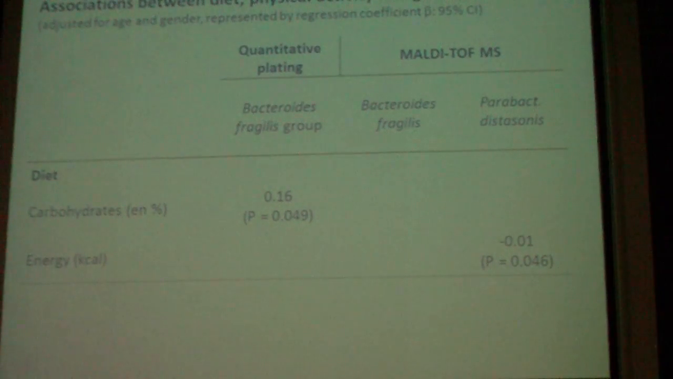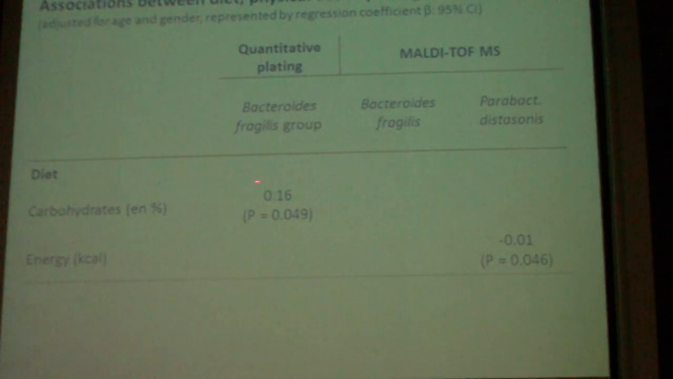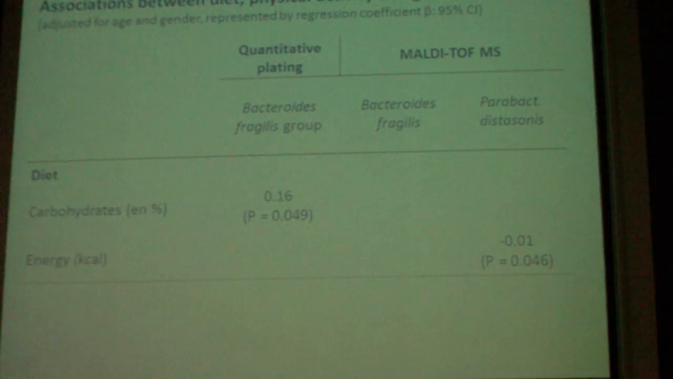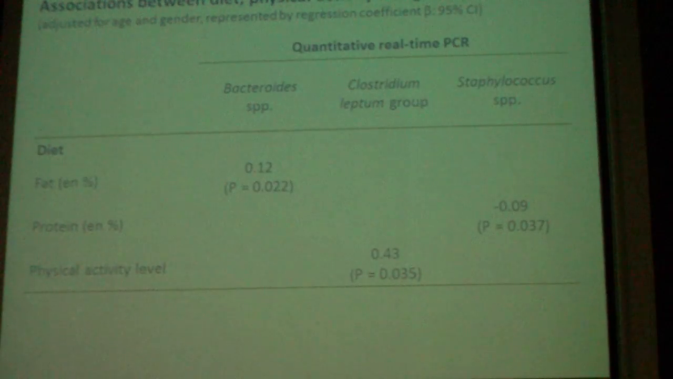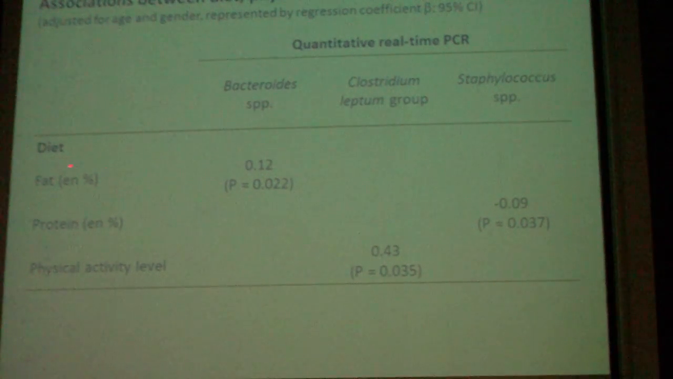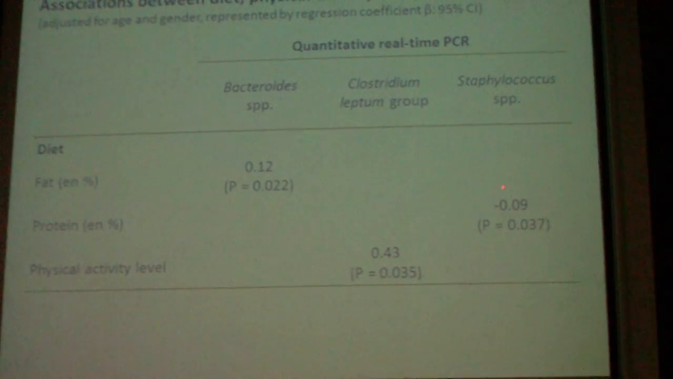When we looked at the associations of diet, physical activity, and gut microbiota, we saw that carbohydrates in energy percentage was positively related to the Bacteroides fragilis group, detected by quantitative plating. Energy in calories per day was negatively associated with the presence of Parabacteroides distasonis, which is a subspecies of the Bacteroides. When we looked at the bacteria detected by quantitative PCR, we saw that fat expressed in energy percentage was positively correlated with Bacteroides, protein was negatively correlated with Staphylococcus, and physical activity level was positively correlated with Clostridium leptum.